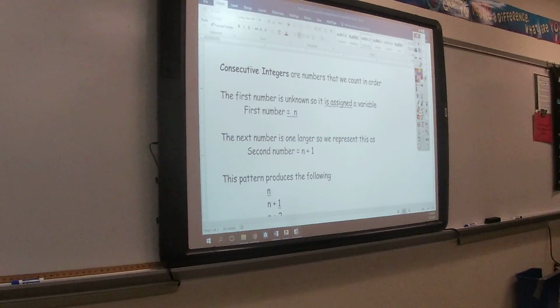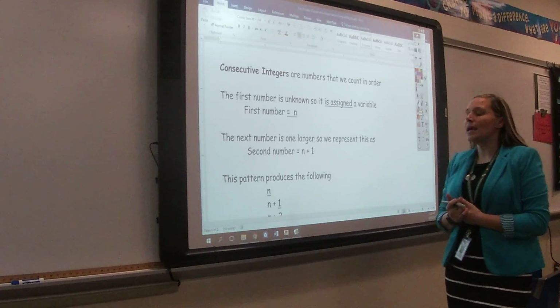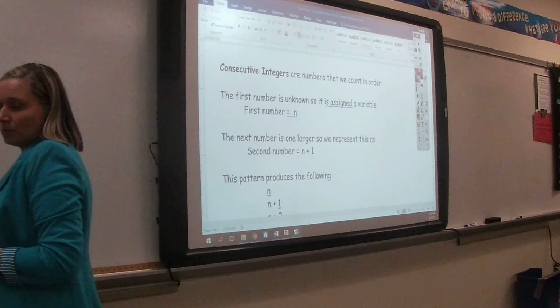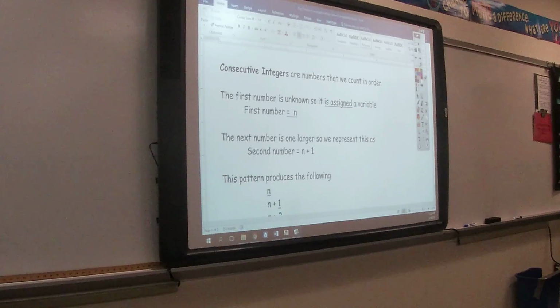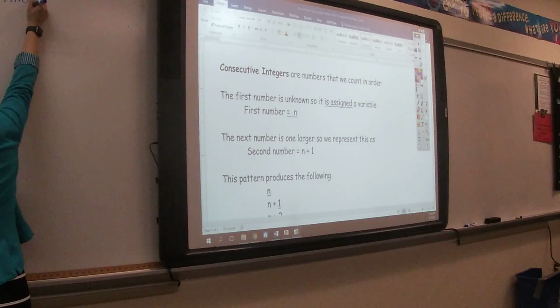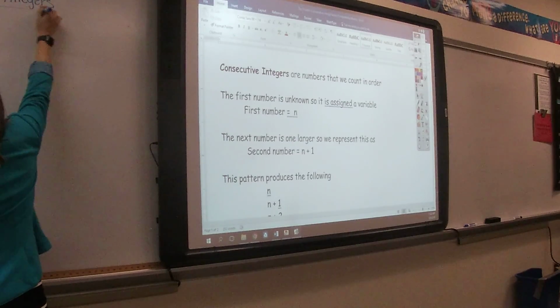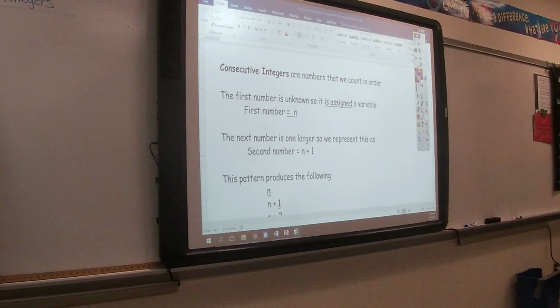So, consecutive integers are numbers that we count in order. I say I'm thinking of a number. If I am thinking of a number, what did we say on Friday we would do if we knew it was a number? Assign it a variable. You can pick X, you can pick Q because you feel sorry for it, what about Z. I don't think anyone uses Z. You can pick whichever you want. Okay, so I'm thinking of a number, and we are going to represent it with a variable.